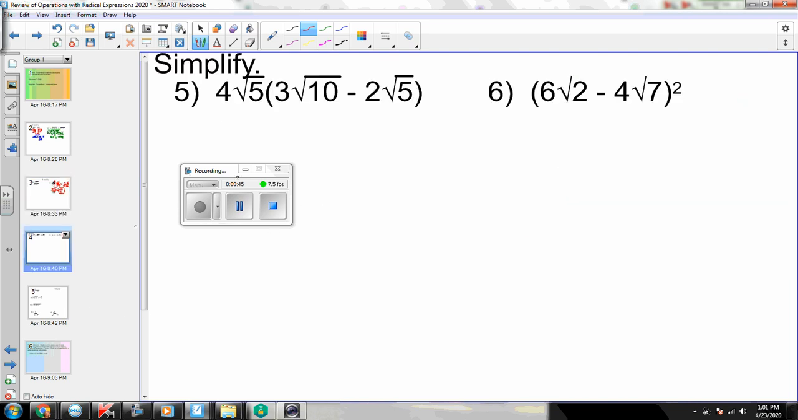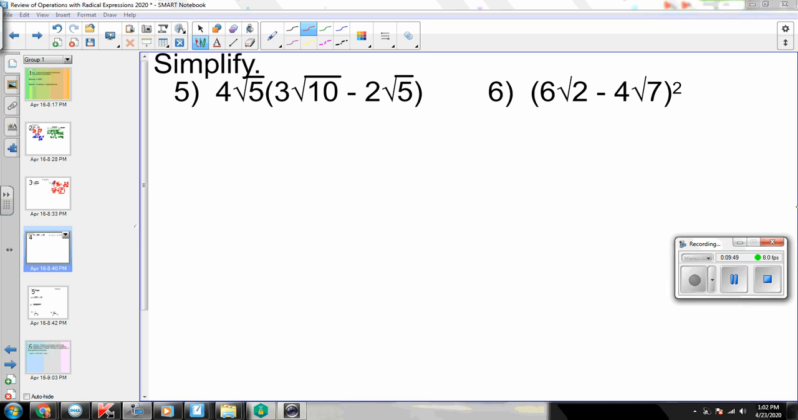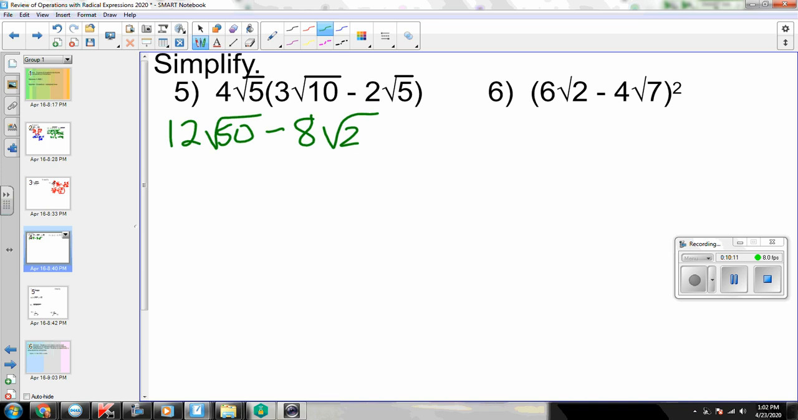Okay, looking at number 5, I'm going to use the distributive property. So remember, when we use the distributive property, we take what's in front of the parentheses and multiply by what is in the parentheses. I'm going to take 4 times 3 to get 12. Then I'm going to take square root of 5 times square root of 10 to get square root of 50. Then I'm going to take 4 radical 5 times negative 2 radical 5. So that would be negative 8 radical 25.